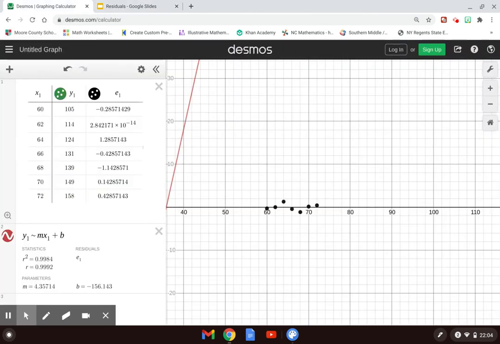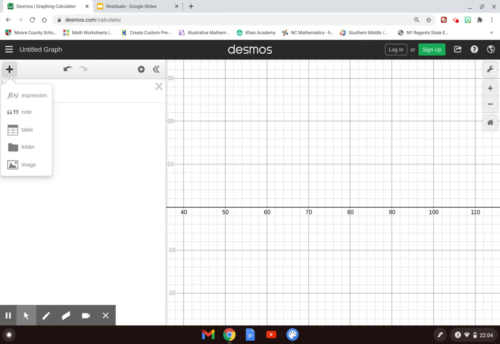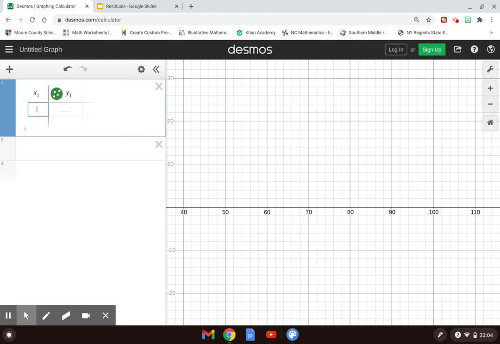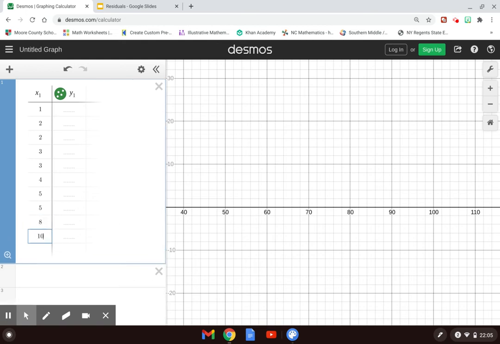All right, so let's go back to Desmos and let's just reset everything. And we'll insert our table again. So I've got 1, 2, 2, 3, 3, 4, 5, 8, and 10. All right, so that's the number of guests or people that he served at each meal. And then here's the cost of each meal.